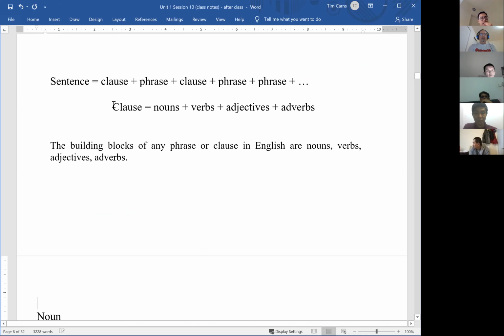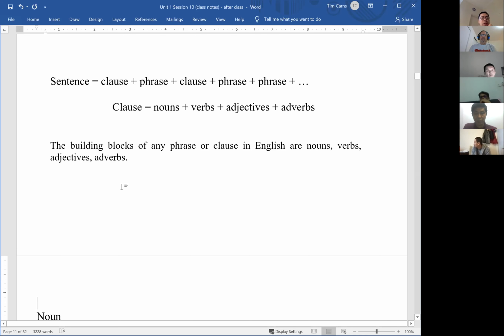Notice here, the most basic building blocks in English are nouns, verbs, adjectives, and adverbs. From nouns and verbs and adjectives and adverbs we build clauses and phrases, and from those clauses and phrases we build sentences. From sentences we build paragraphs. That's what I just said, but in reverse order.